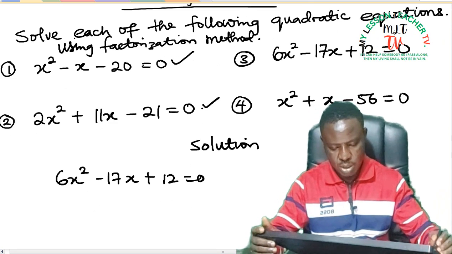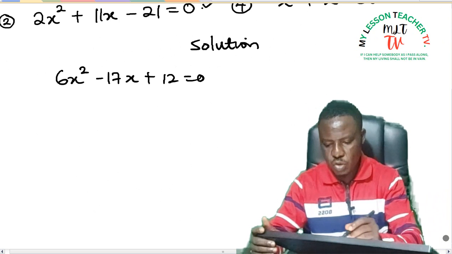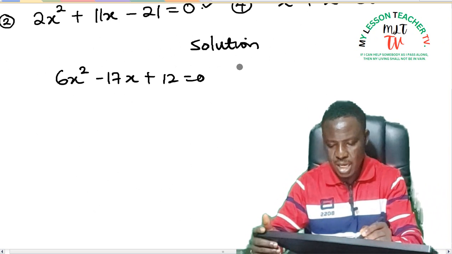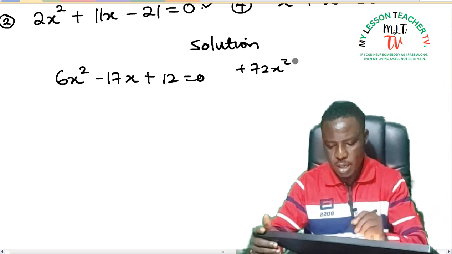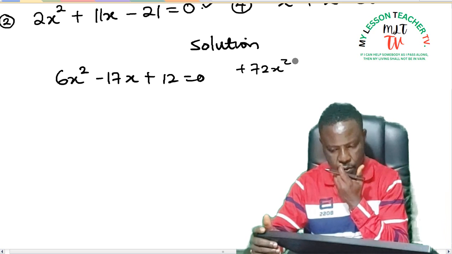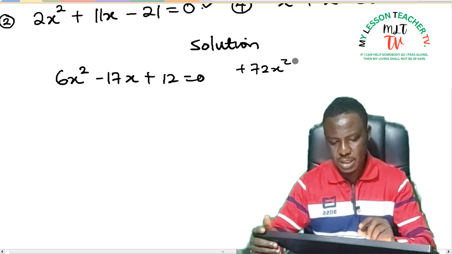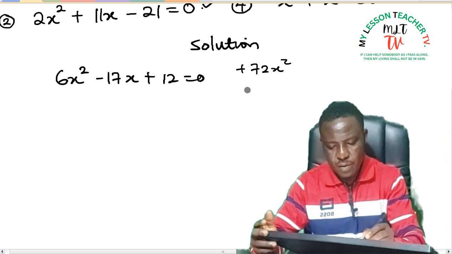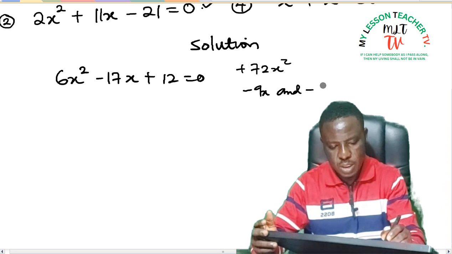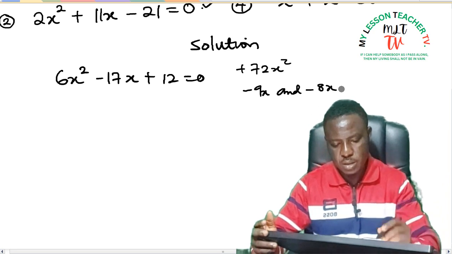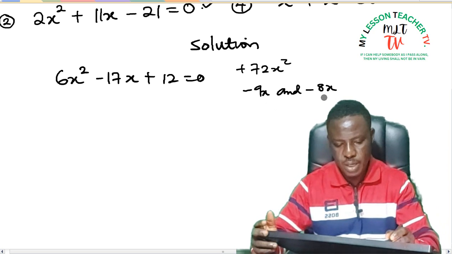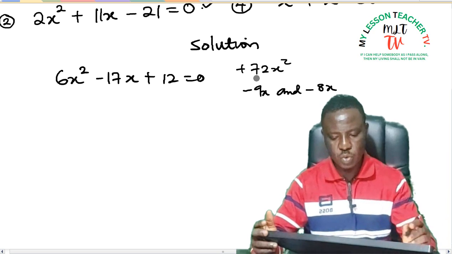So we look for two terms. Now when you multiply them together, it gives you the product of the first term and the last term, which is plus 72x squared. And when you add them together, it gives you minus 17. So we have minus 9x and minus 8x. Yes, when you add these two, it gives you minus 17x. And when you multiply them, you have plus 72x squared.